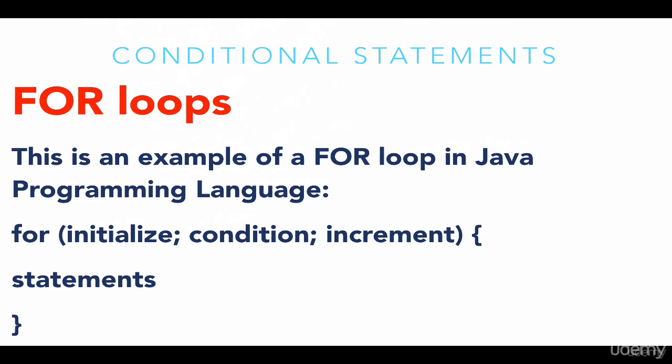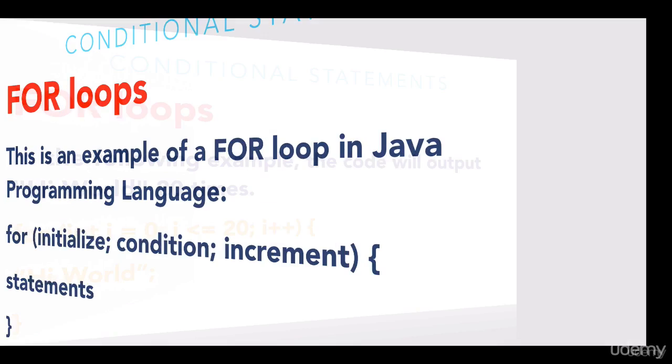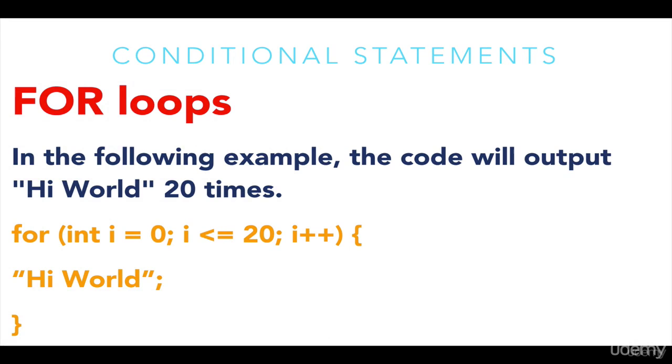So here is an example of actually how to write a for loop in Java programming language. First, we need to type in for, and inside the parentheses, we need to first put in our initialization code, semicolon, and then we need to actually specify the condition under which the loop will stop, semicolon, and then we need to specify whether we want to increment or decrement our variable. And then we use an opening curly bracket followed by a closing curly bracket, and then we put our statements inside these curly brackets. So now I want to show you a real example about how to use for loop in Java. In the following example, the code will output the hi world text 20 times.